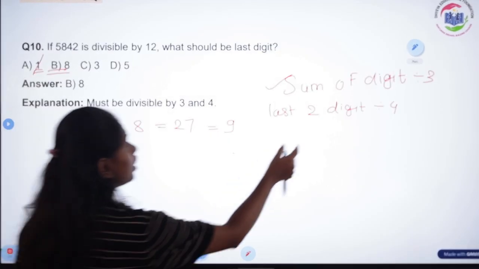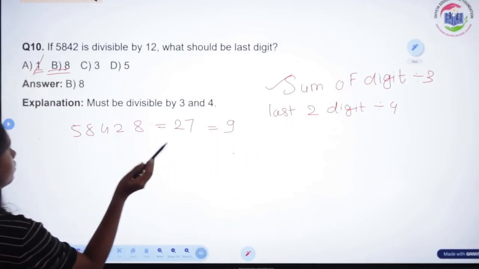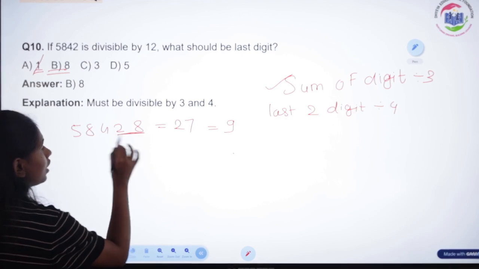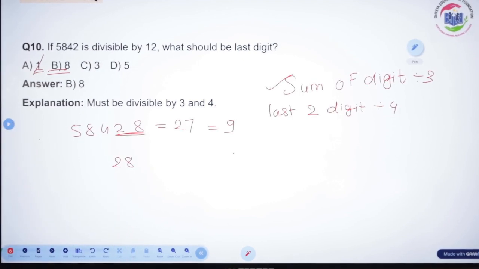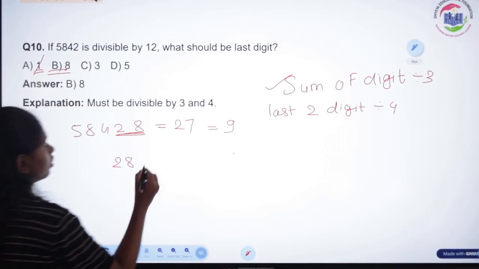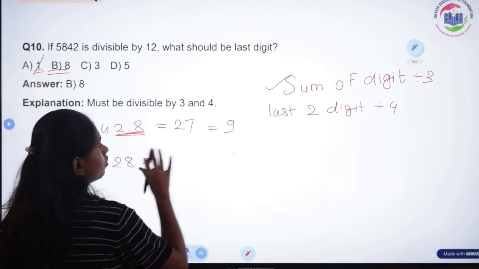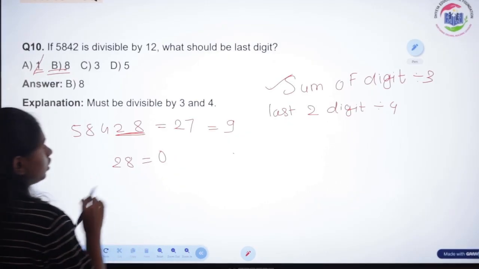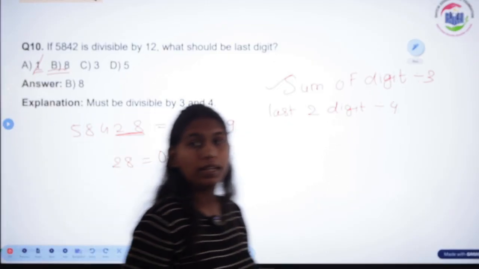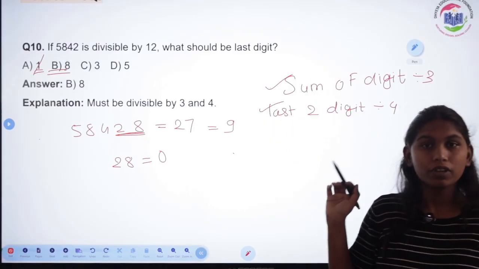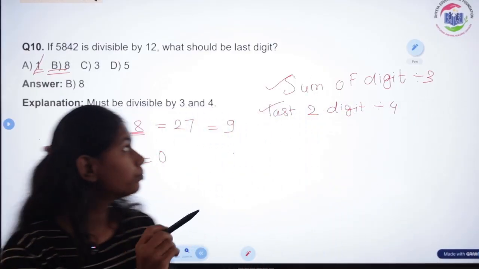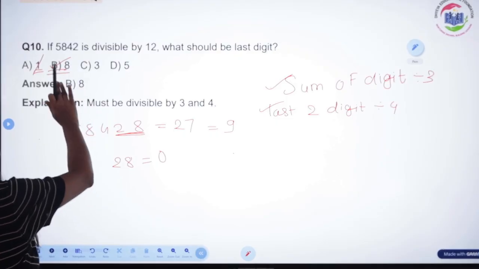Next, the last two digits should be divisible by 4. The last two digits are 28. Is 28 divisible by 4? Yes. 4 sevens are 28. So now both conditions are satisfied, which means the answer will be option number B.